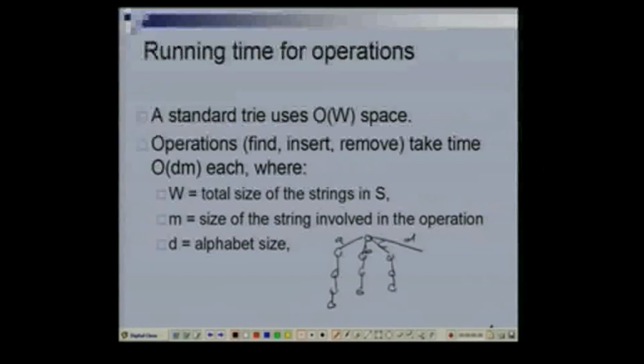How many nodes are there now? As many as the total number of letters in all the words, which is exactly the total size of the strings in S. By size I mean put all their characters together and take their total size. Let's call that W. So that's the space requirement, which is too large. So we have to do something about this.